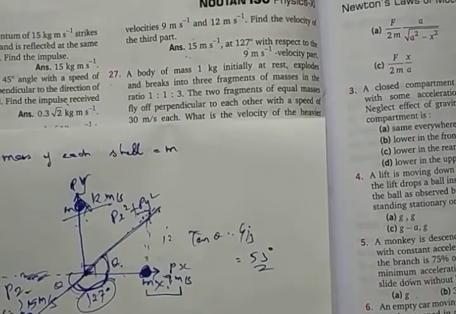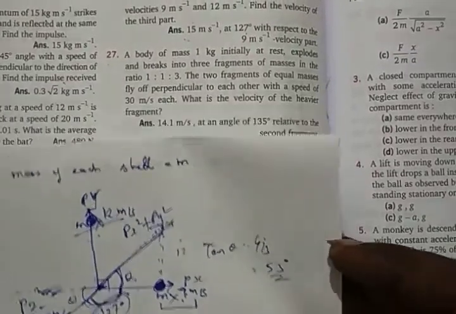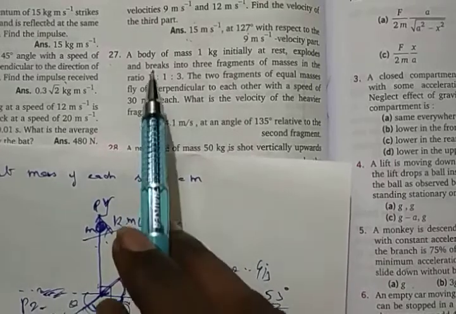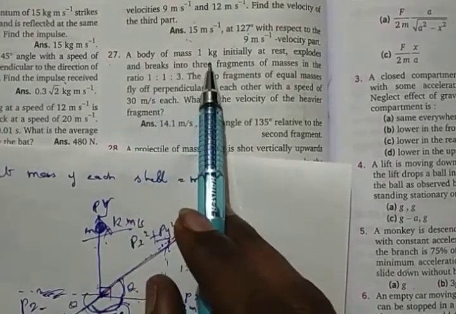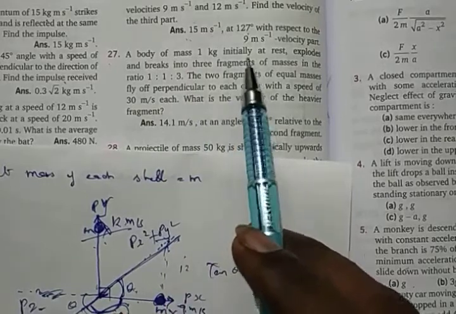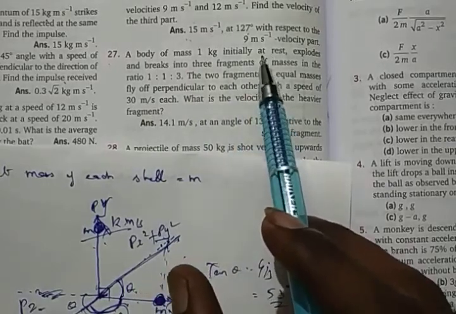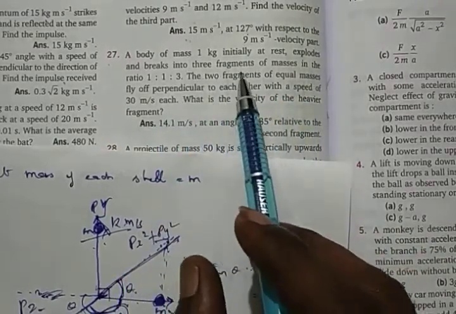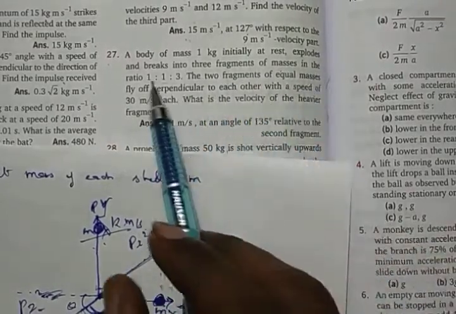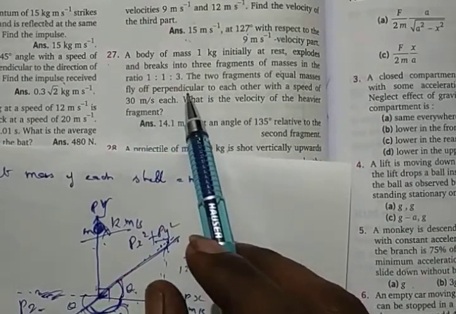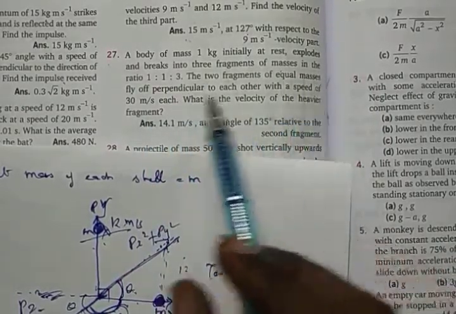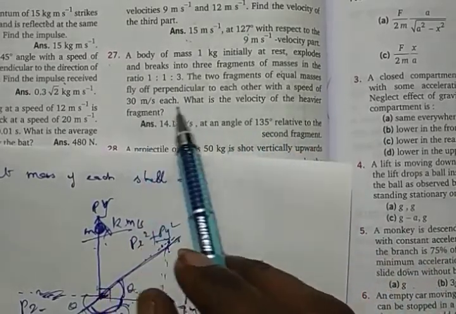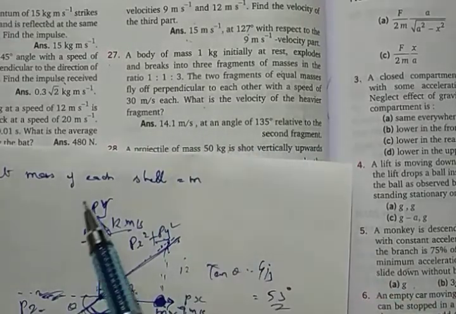Okay, we'll go to the next question now. Next question also is quite similar. It is again exploding into two parts. Look at this one. A body of mass 1 kg initially at rest. 1 kg bomb is at rest. This body explodes and breaks into 3 fragments of masses in the ratio 1:1:3. The 2 fragments of equal masses fly off perpendicular to each other with a speed of 30 meters per second each. What is the velocity of the heavier fragment?